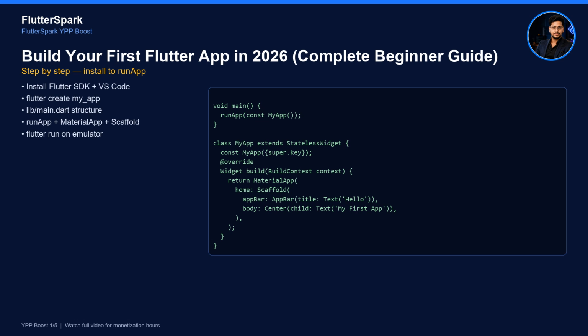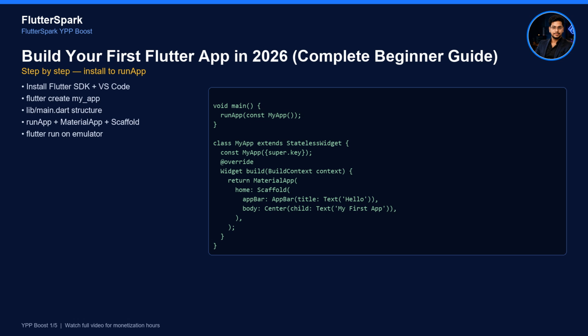First, install Flutter. Go to flutter.dev, download the SDK for Windows, Mac, or Linux. Extract it, and add the bin folder to your system path. Open Terminal and type flutter doctor. Fix anything marked with a red X. Install Android Studio or VS Code with the Flutter extension.